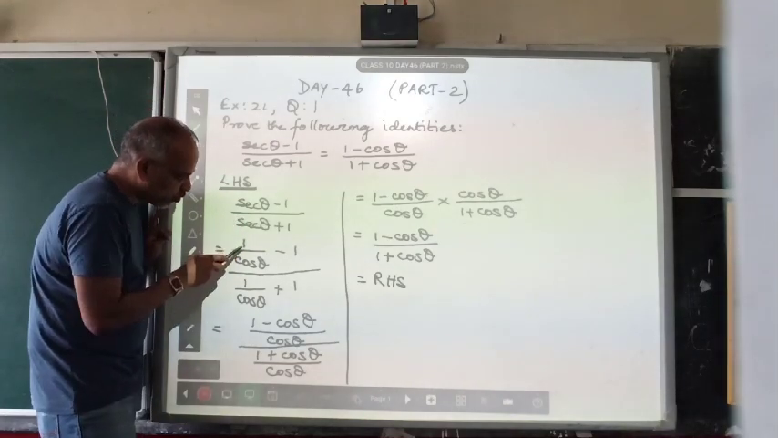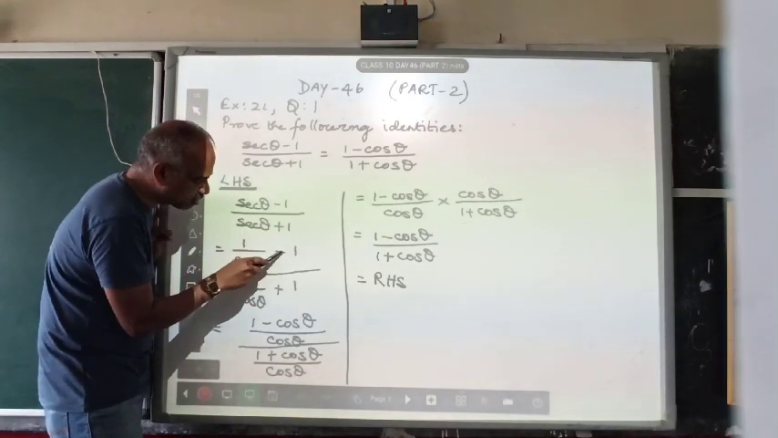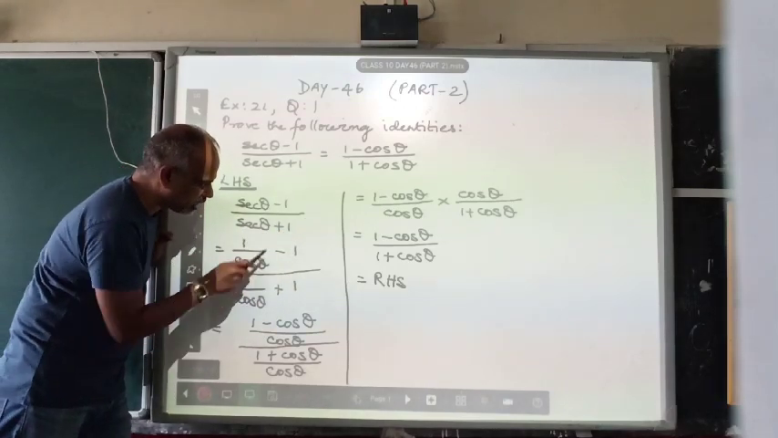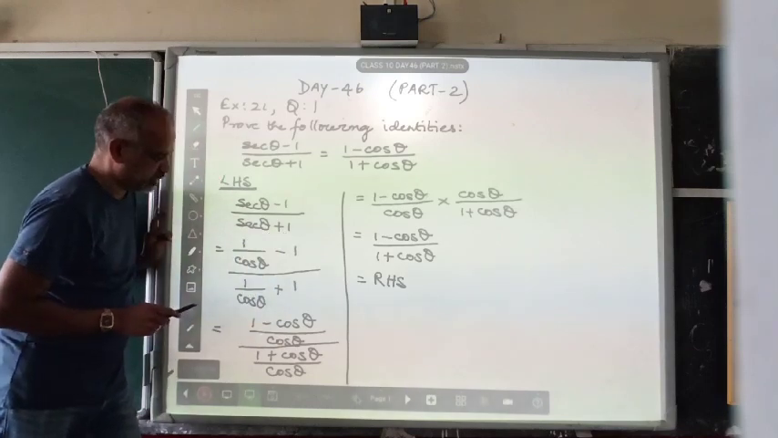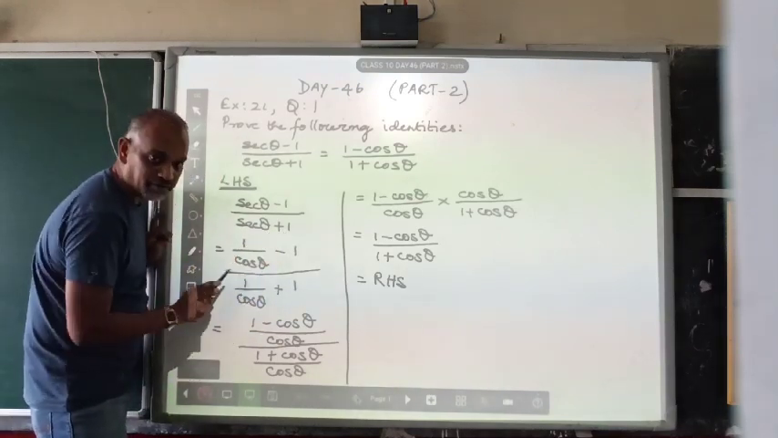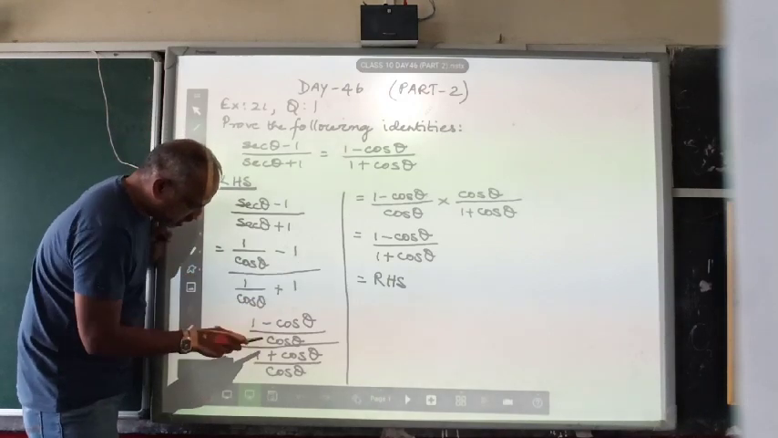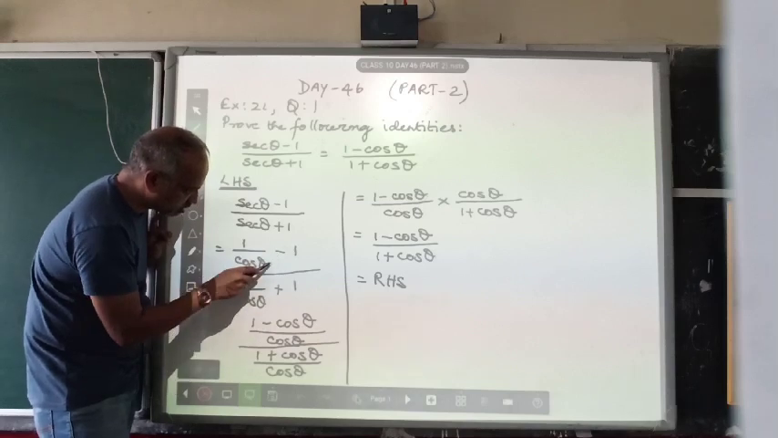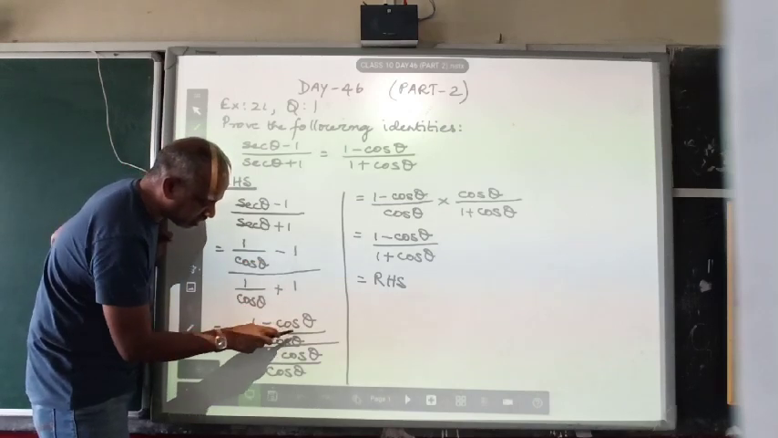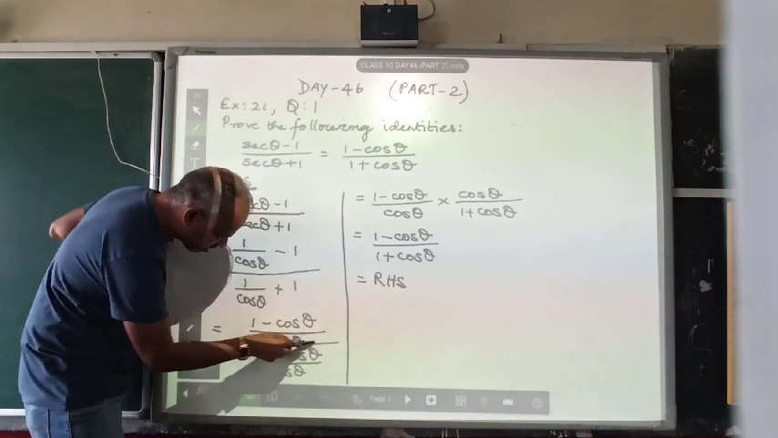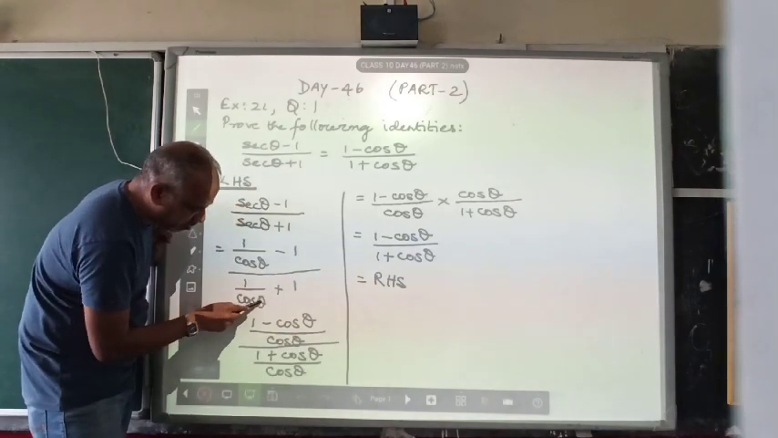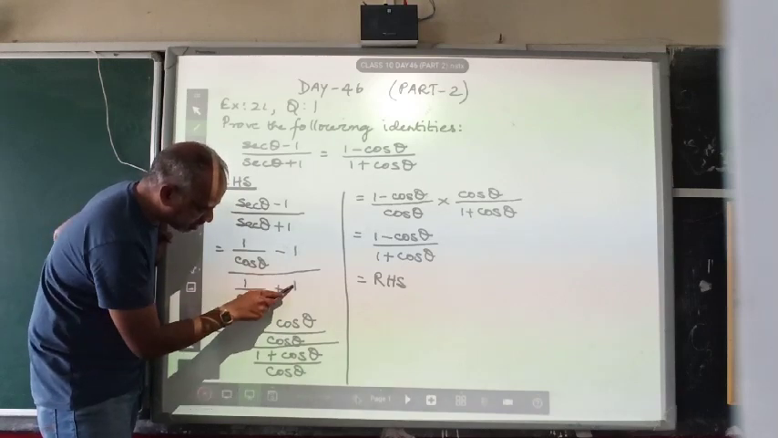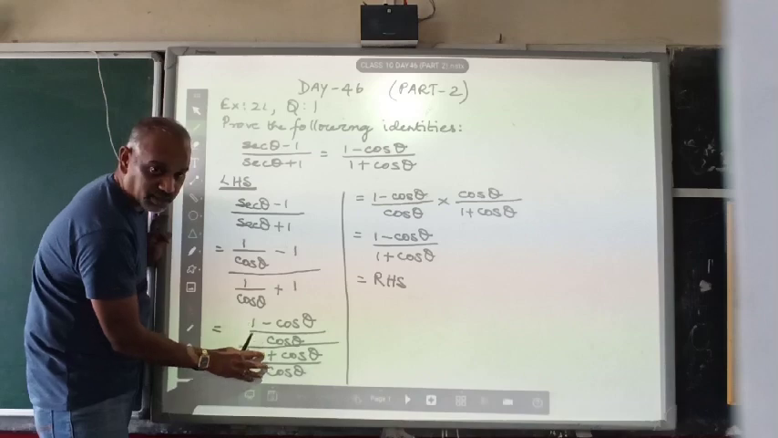So, this becomes 1 divided by cos theta minus 1 divided by secant theta again is 1 by cos theta plus 1. To simplify this and this, you will have to find LCM. LCM of this is cos theta. So this 1 remains same minus this cos theta has to be multiplied here. 1 minus cos theta. Then this division is here. Again to simplify this, you will have to find LCM. LCM is cos theta. 1 remains the same plus multiply cos theta here. That's cos theta.